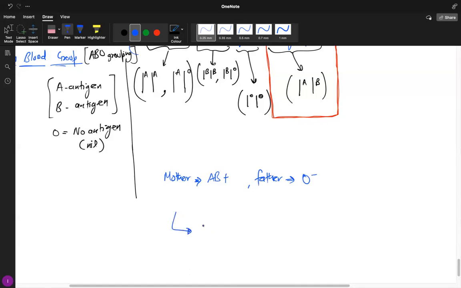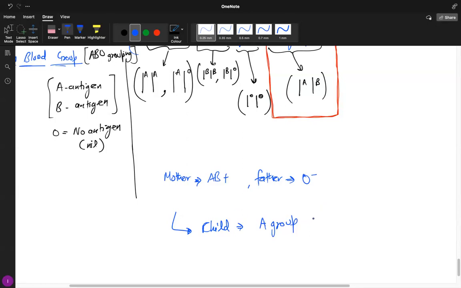Now in the progeny, or in the child, which blood group is possible and which is not possible biologically? You don't have to answer in terms of positive and negative. Just tell me A, B, O, and AB. Which will be possible and which cannot be possible? Okay, let's go one by one. Is A group possible? Whether negative or positive does not matter. Is A group possible in the child?